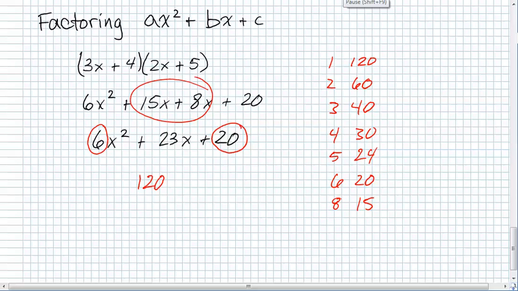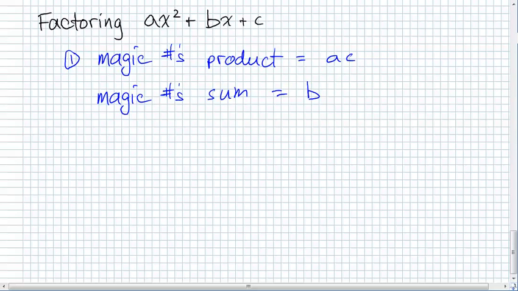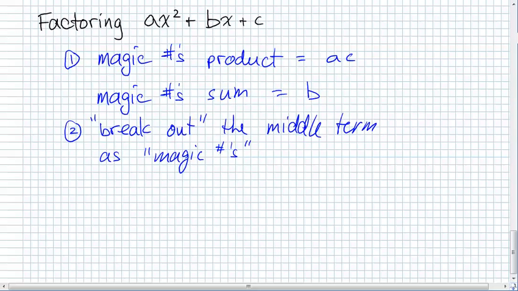Okay, so first what we're going to do is find our magic numbers. The product is not going to be C. It's going to be A times C, whatever that lead coefficient is, times the constant term. The sum is still going to be the middle coefficient. And then, just like we did in the first class we did this, we're going to break that middle term out into the magic numbers and then factor by pairs.